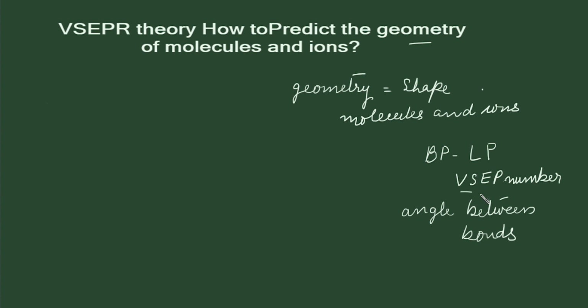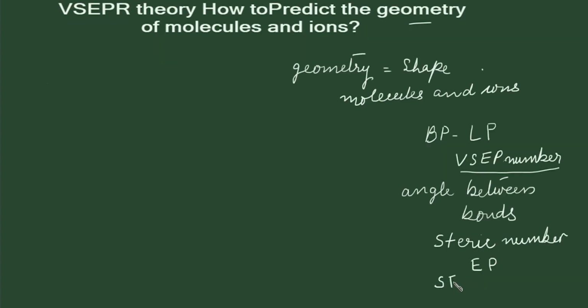From the VSEP number, we can calculate another number called the steric number. It is nothing but the number of electron pairs around the central atom. We need these facts in order to predict the shape of the molecule. We will take two examples: sulfur hexafluoride and ammonia. They belong to two different categories.